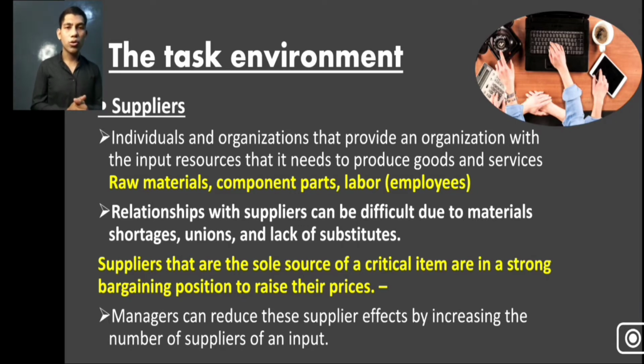Suppliers that are the sole source of critical items are in the strongest bargaining position and can raise the price. So managers can reduce the supplier's effect by increasing the number of suppliers of the input.